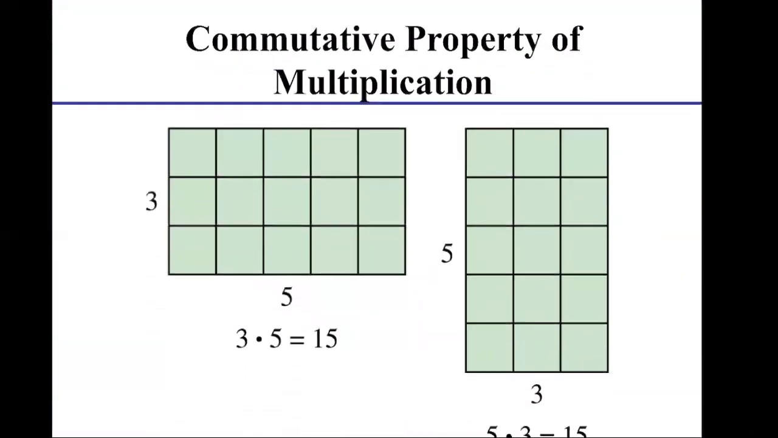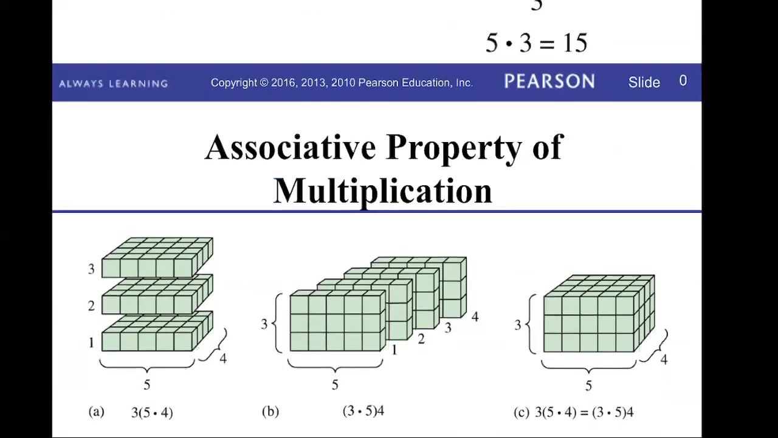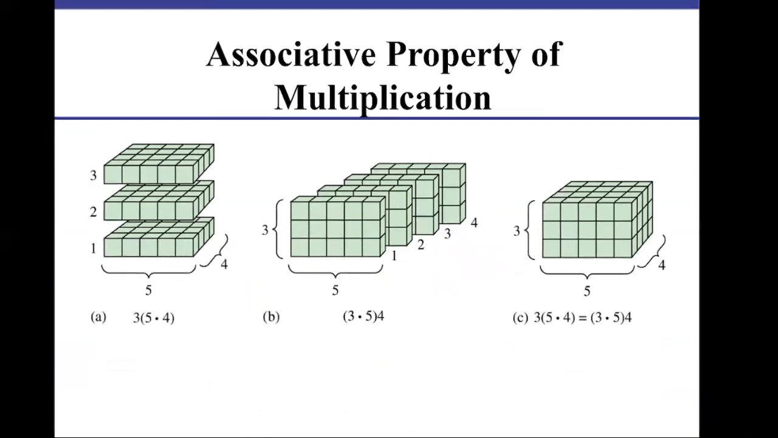Okay, here's a diagram of the commutative property. You get the same area. Same thing with the associative property. Notice here, multiplying the 5 times 4 first, and then 3 of those. Here you're doing the 3 times the 5 first, and then doing 4 of those. Either way, you get the same cube, I guess.